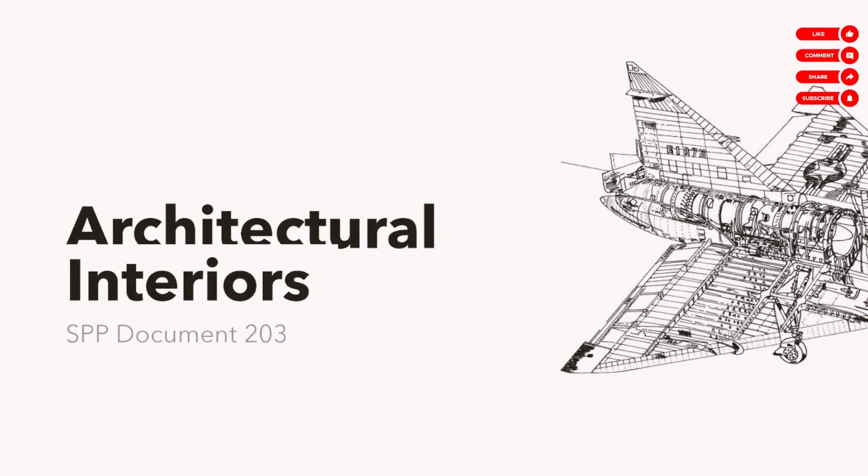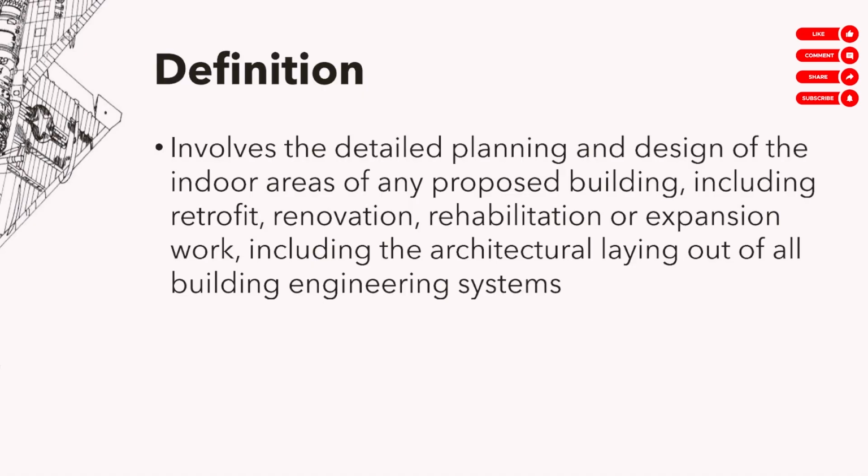We have 23 items to go through. The first one is architectural interiors. This involves the detailed planning and design of the indoor areas of the building, including retrofitting, renovation, rehabilitation, or expansion work, and the laying out of the building engineering system. So, planning, designing the interiors of the building. That's what this service is.